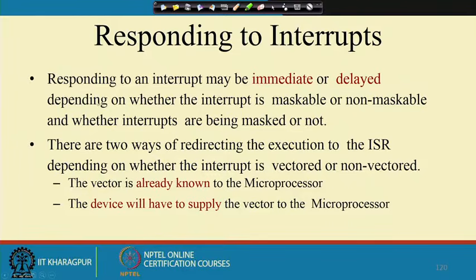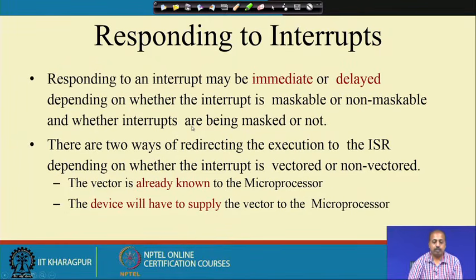Now, let us look into how we respond to an interrupt. This may be immediate or delayed depending upon whether the interrupt is maskable or non-maskable, and whether interrupts are being masked or not. Some of the interrupts are maskable, some of them are non-maskable. For example, in case of processors, power failure is a non-maskable interrupt. If there is a power failure, that is a very severe thing, because the entire system is going to come down. So, that is a non-maskable interrupt.